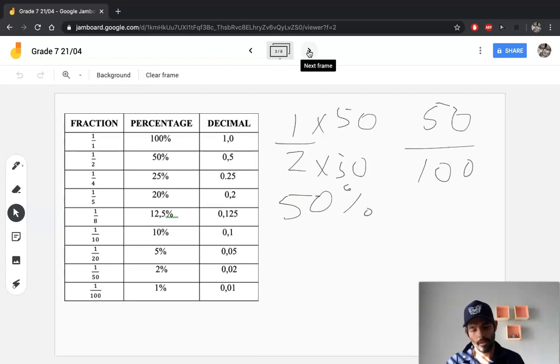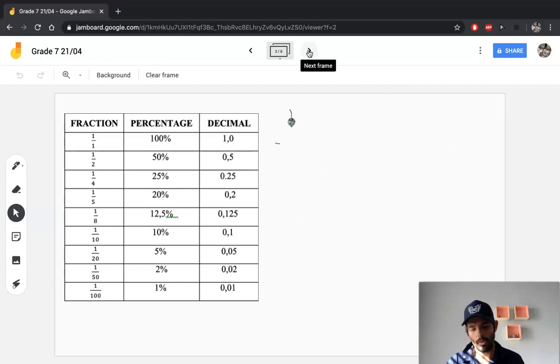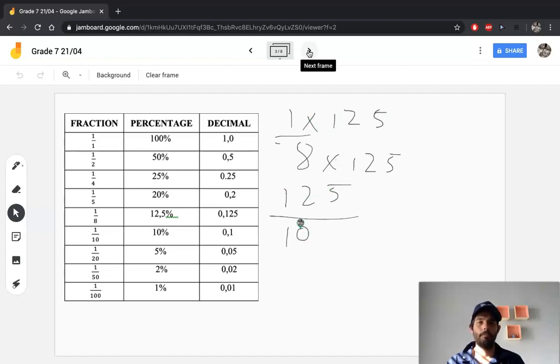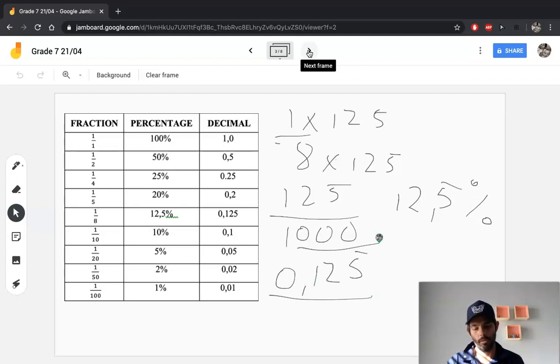If we go have a look at an eighth, the same thing applies. Okay, with an eighth, we can't get it to 100. It's not possible. So we can also get it to 1,000. So I need to multiply by 125 to get to 1,000. So I must do the same to the numerator. So that's going to give me 125 over 1,000. Okay, then I can go to 100 by dividing by 10. All right, and that's going to give me my 12.5% and 0.125 as a decimal. 3 numbers in the denominator, 3 numbers after the decimal point. Okay, so that's how we're converting to percentages.